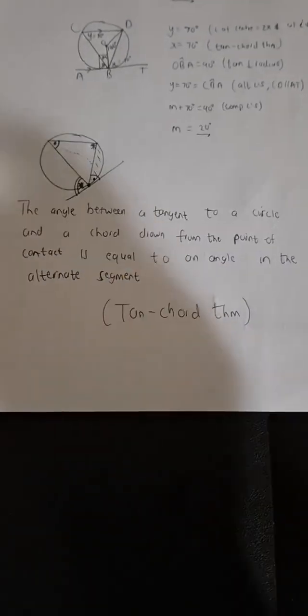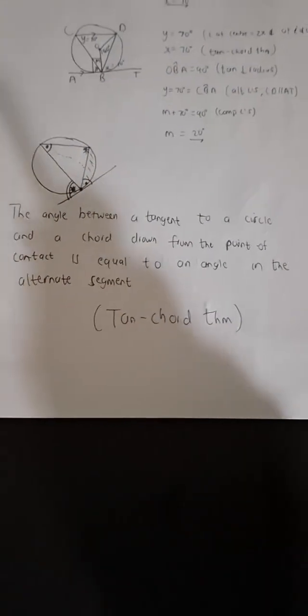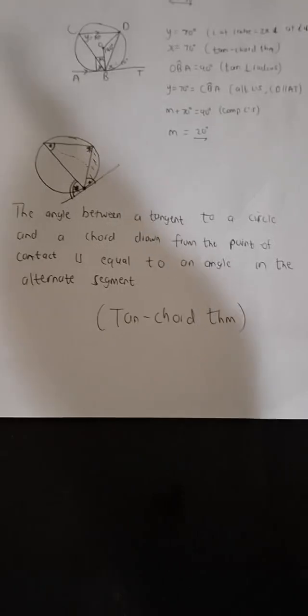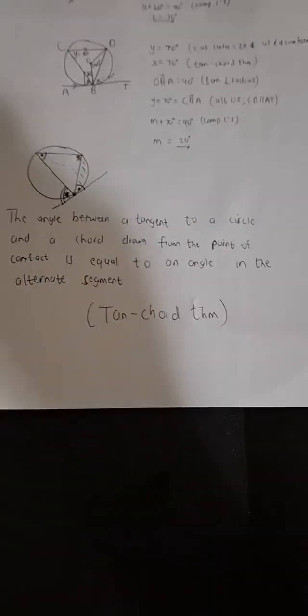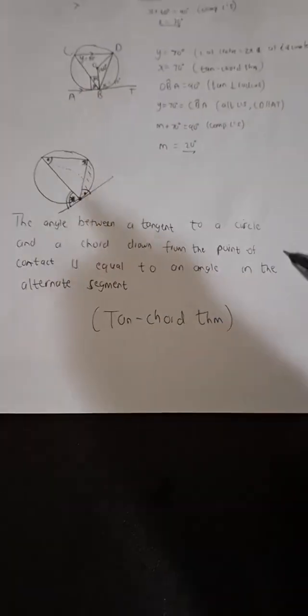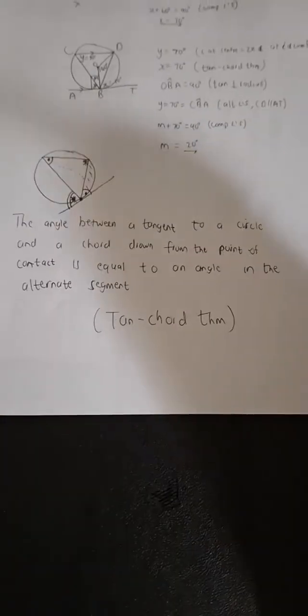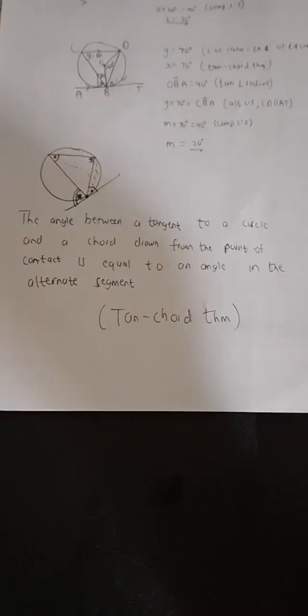This is the theorem that our good friend Odysseus was using when he was saying that certain angles are equal to another angle, because he was seeing a tangent, he was seeing a chord, and then he was seeing an angle being formed by where the tangent and the chord meet.